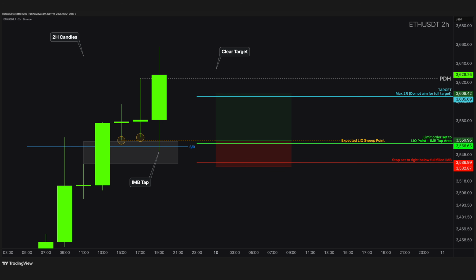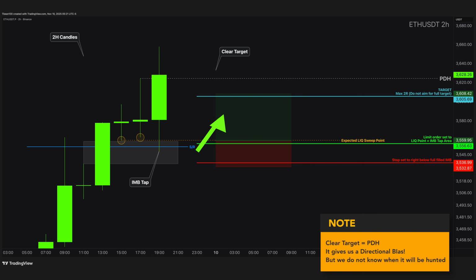Finally, as for my target, I would keep it pretty tight. Maybe a maximum of 2R or even 1.5R if I want to stay safe. I wouldn't hold for the full move all the way to the target because price can get really choppy and take a long time to clear that level. We just don't know how long it will take. Remember, we use targets like the previous day's high or previous week's high mainly as a directional bias. We expect the price to move in that direction, but we never really know how long it will take to actually get there.